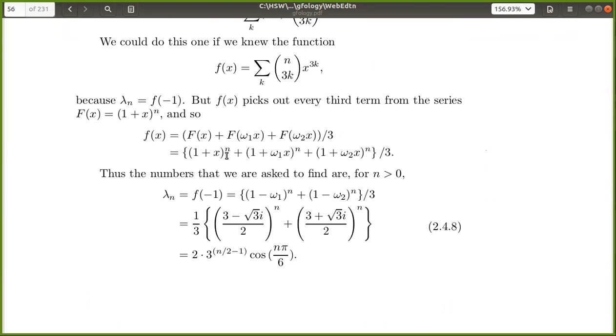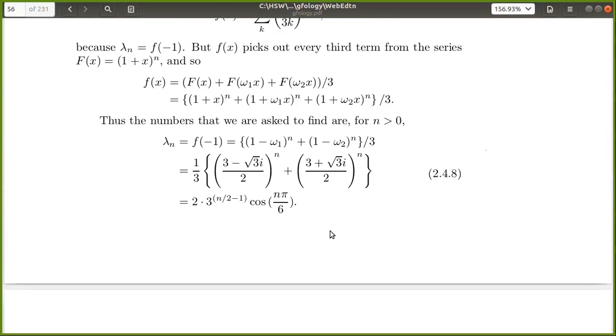Right? So this entire thing is 1 plus x raised to n, 1 plus omega 1 x raised to n, and so on. Now, these things you evaluate at x equals minus 1. So lambda n, which is f of minus 1, takes, so this vanishes, 1 plus minus 1. You're left with just 1 minus omega 1 raised to n plus 1 minus omega 2 raised to n, whole divided by 3. Now substitute back the values of omega 1 and omega 2, and you get the answer.